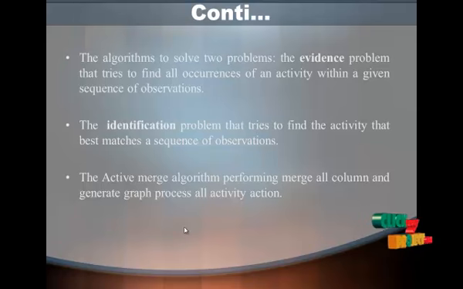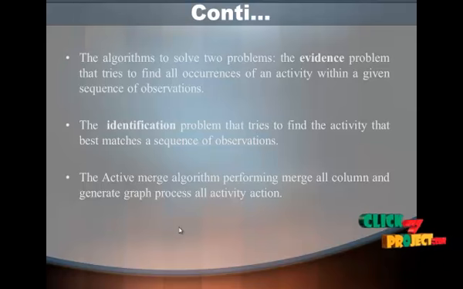The evidence and identification problem is very important for our process. The evidence is getting every system IP address and also the access time process. The identification process also calculates every action process. The identification problem tries to find the activity based mechanism in a sequence of the observation.